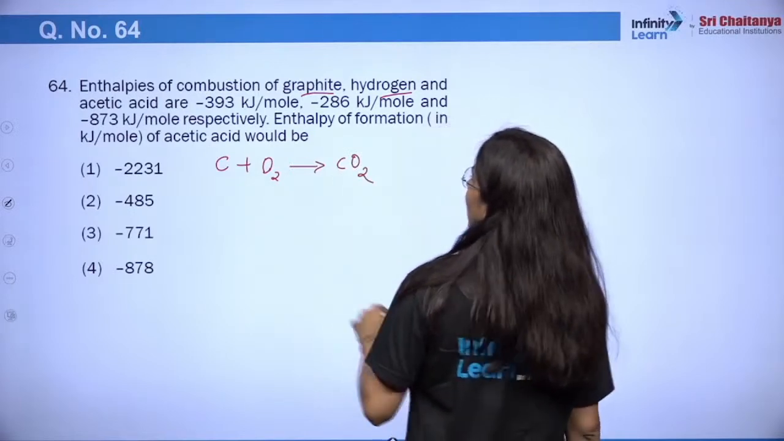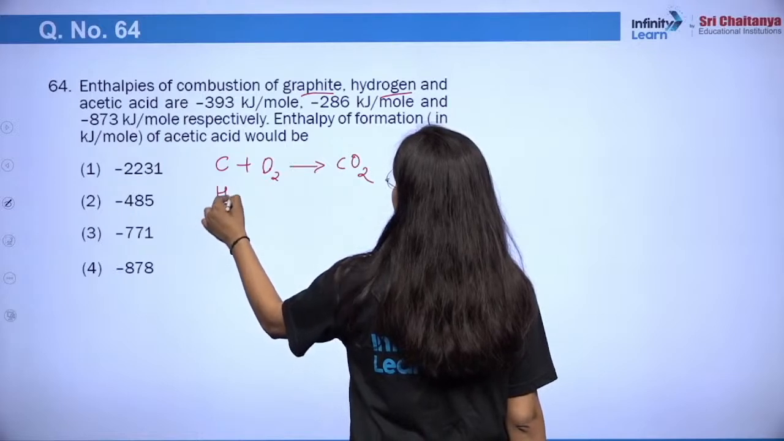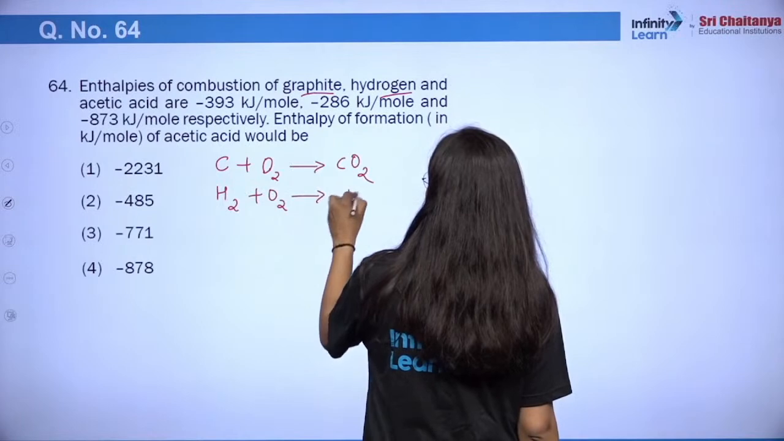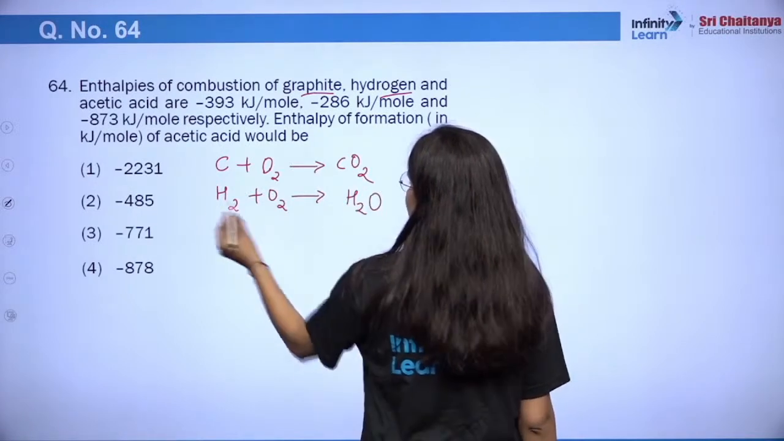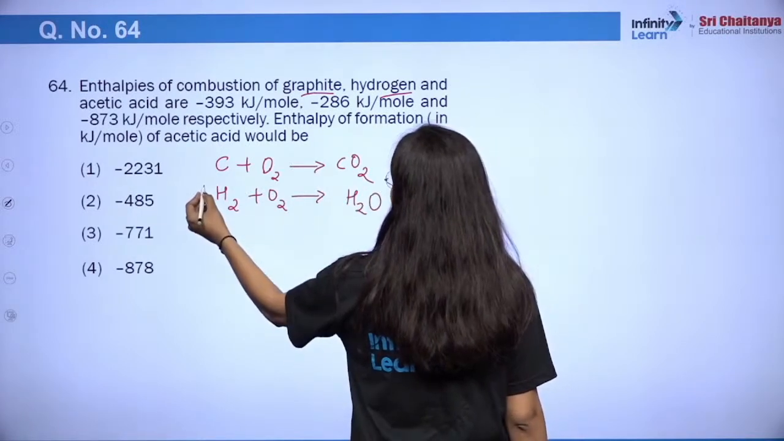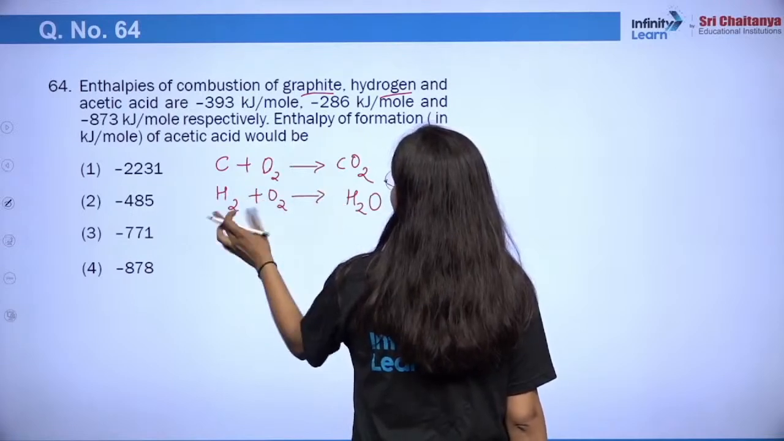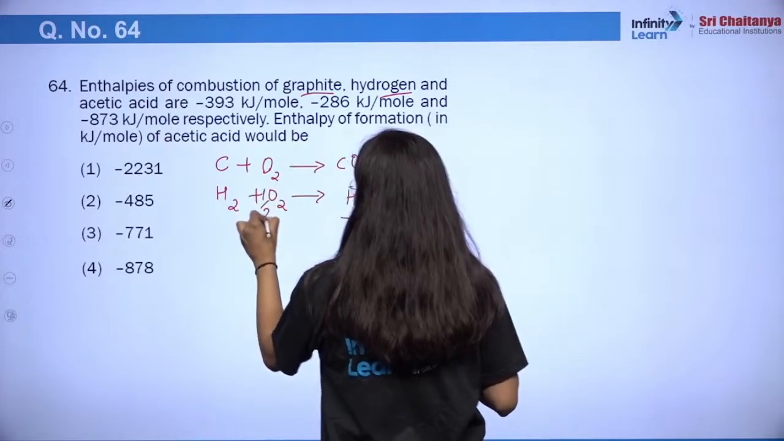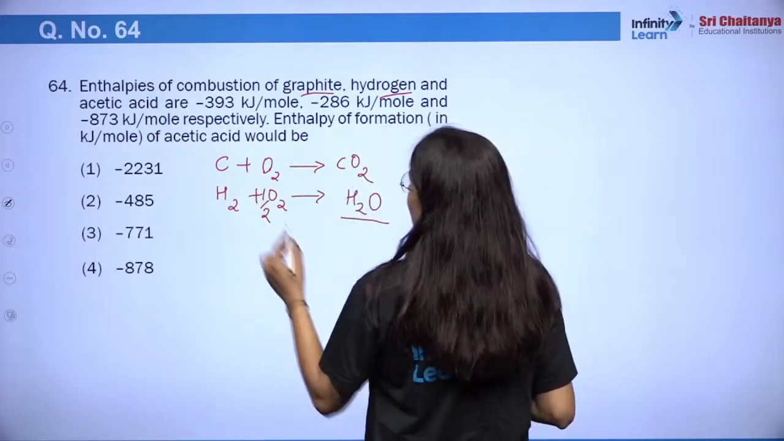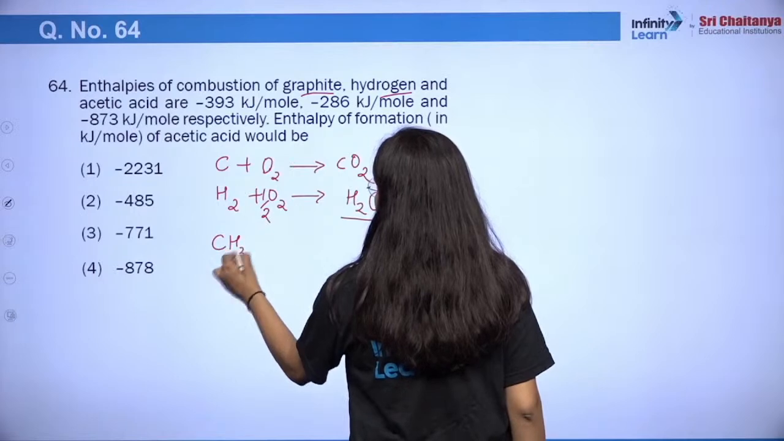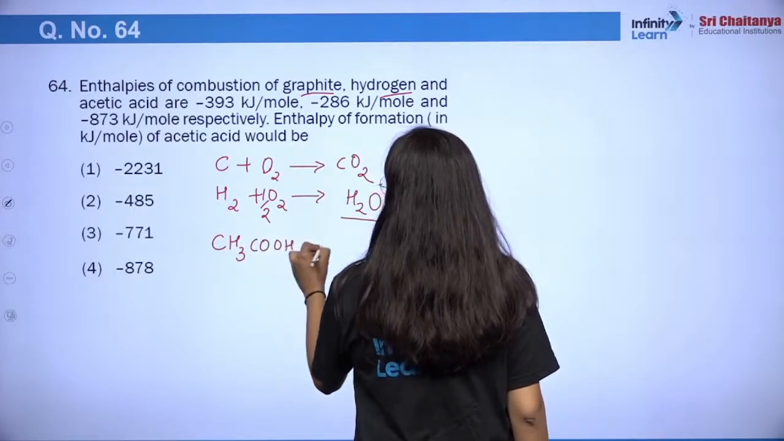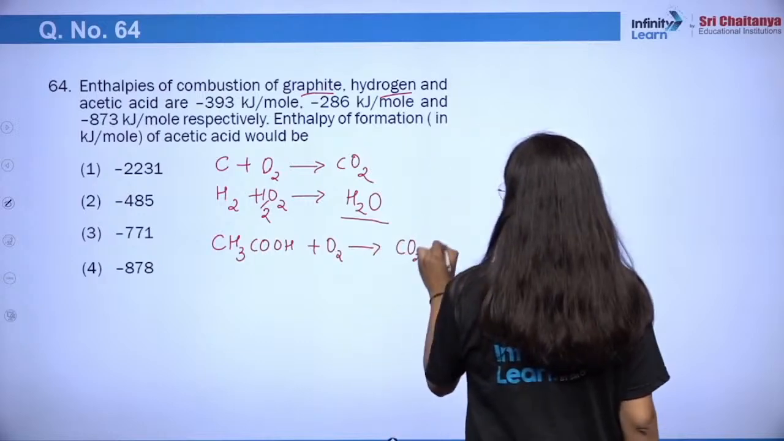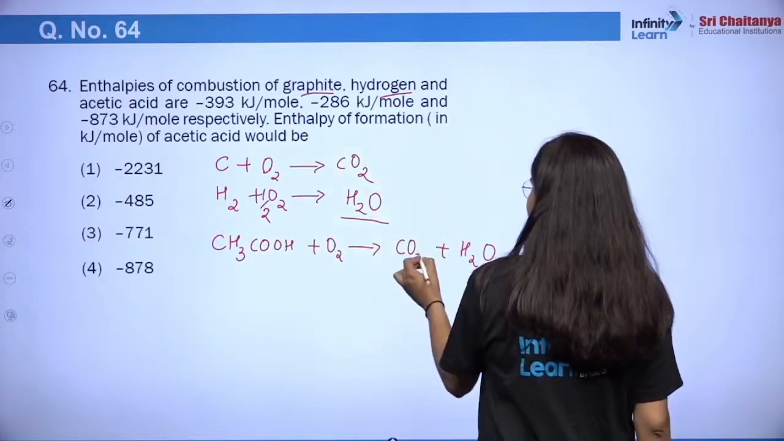Right? Next, hydrogen. Hydrogen plus O2 will give me water. So it will be what? H2O. So half, when I'll balance this, I need here 1 only. So it will be half here. Next, acetic acid. On combustion, that is reaction with oxygen, will give me what? CO2 plus water. So I'll balance this first.